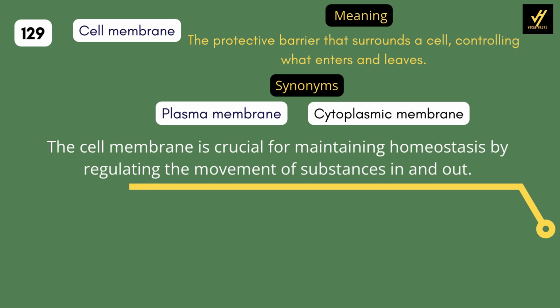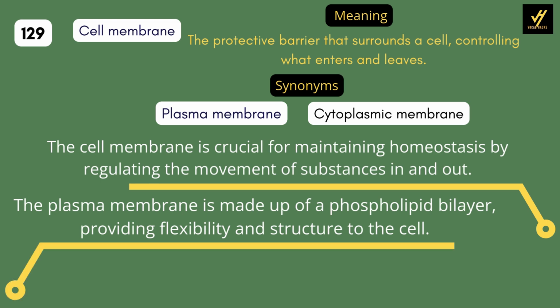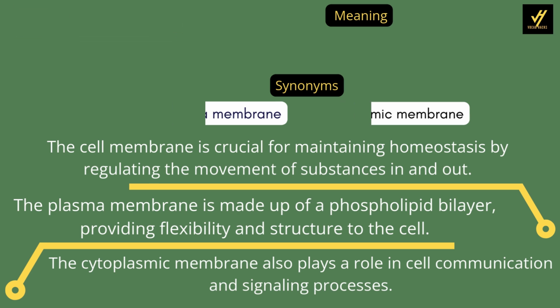The plasma membrane is made up of a phospholipid bilayer, providing flexibility and structure to the cell. The cytoplasmic membrane also plays a role in cell communication and signaling processes.